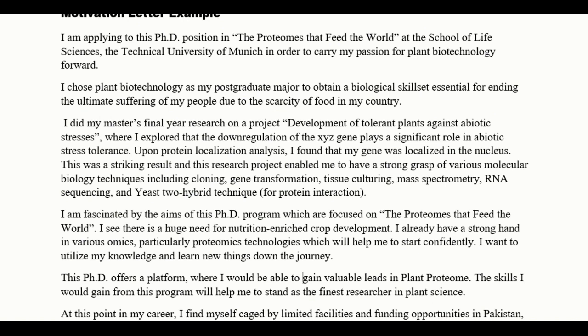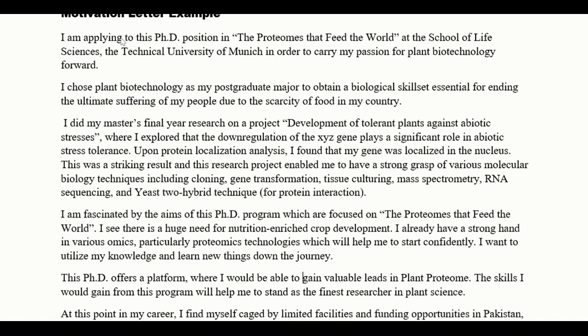So here is a motivation letter example that I wrote according to the PhD position ad I showed you in the previous slide. After seeing this motivation letter example, you can conclude what I have written in this motivation letter, and how your motivation letter should look according to the PhD position.